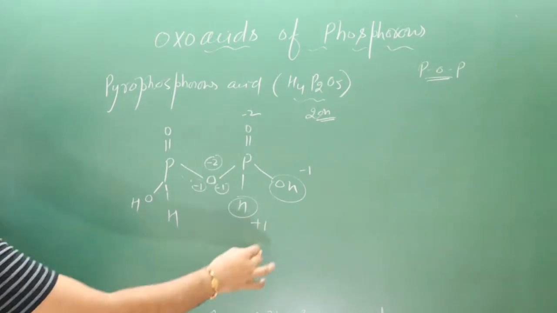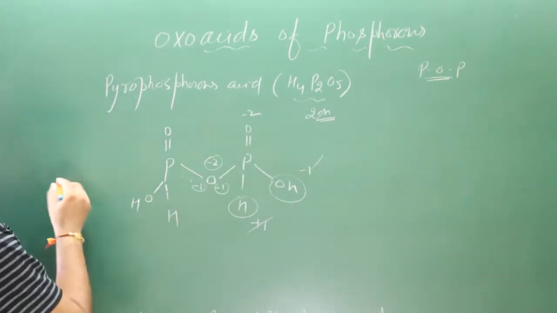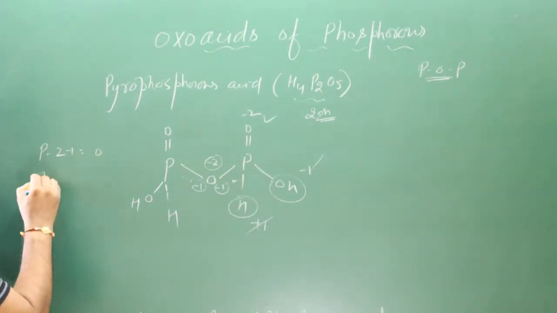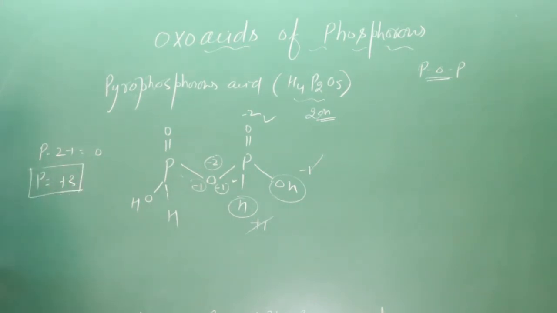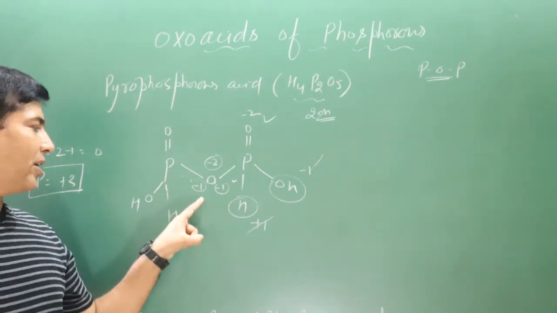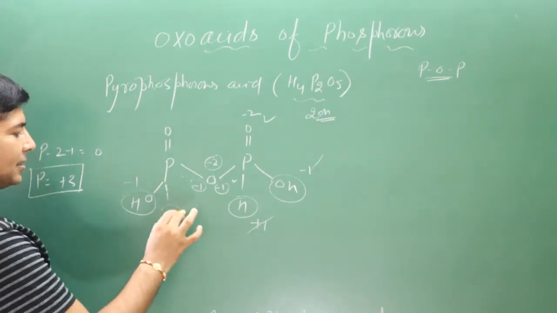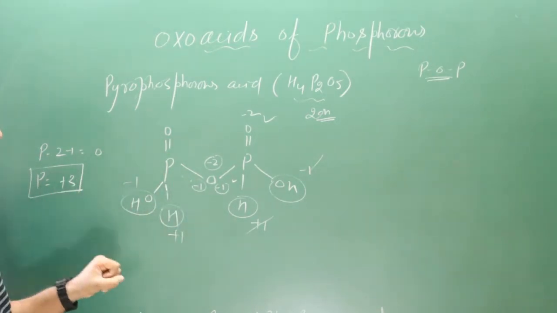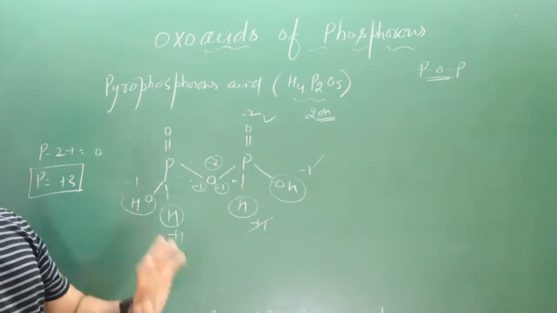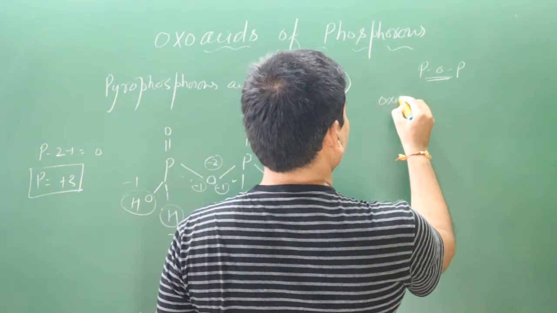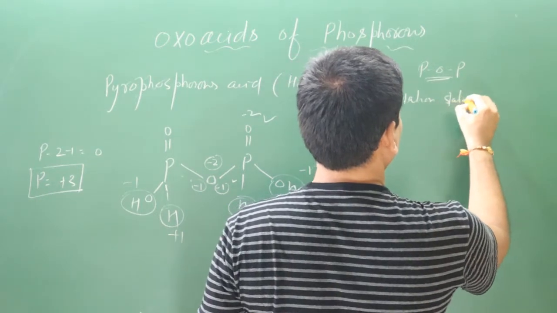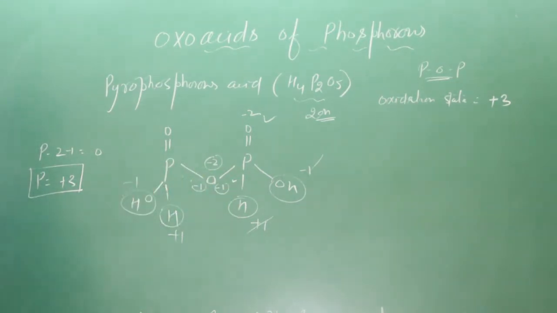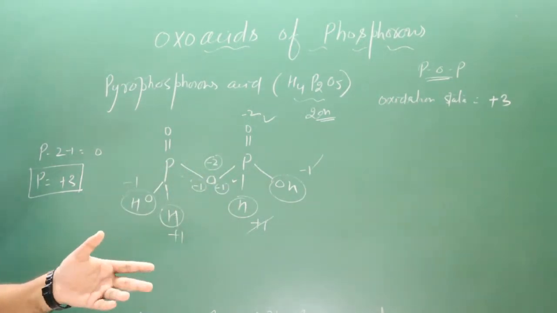Okay, then +1 and -1 will cancel out, and then phosphorus, -2 and this -1 is equal to 0. Phosphorus is present in +3 oxidation state. Each phosphorus: -2, -1, because plus and minus will cancel out, so +3 oxidation state. The oxidation state of each phosphorus is +3. Okay, sorry, I am talking about basicity.